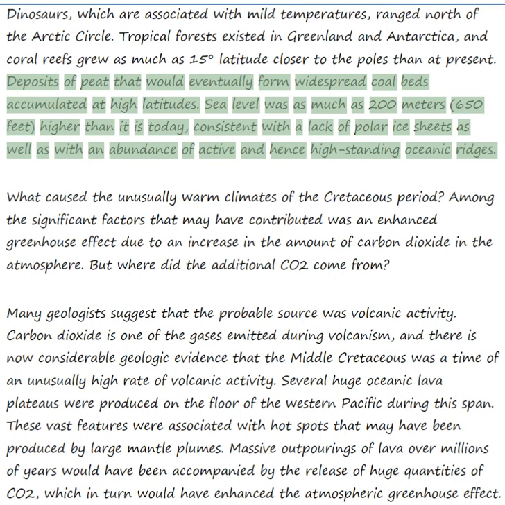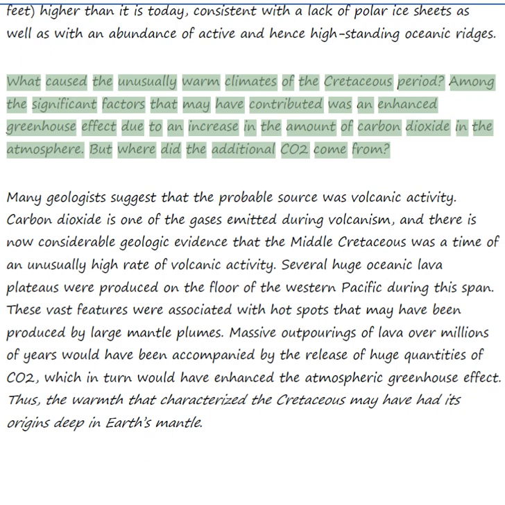Deposits of peat that would eventually form widespread coal beds accumulated at high latitudes. Sea level was as much as 200 meters higher than it is today, consistent with a lack of polar ice sheets as well as with an abundance of active and hence high-standing oceanic ridges. What caused the unusually warm climates of the Cretaceous period? Among the significant factors that may have contributed was an enhanced greenhouse effect due to an increase in the amount of carbon dioxide in the atmosphere.